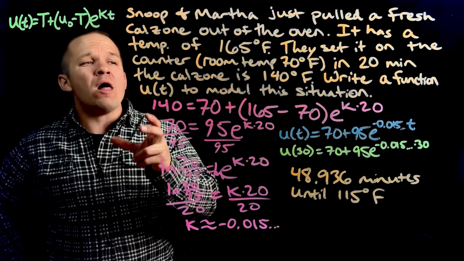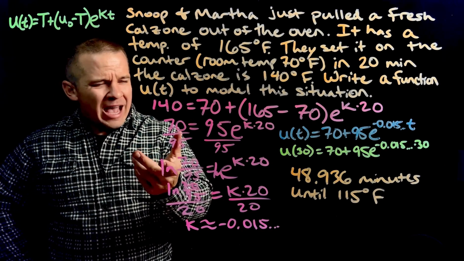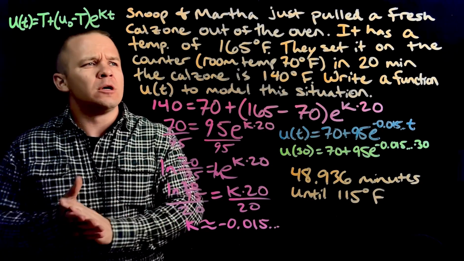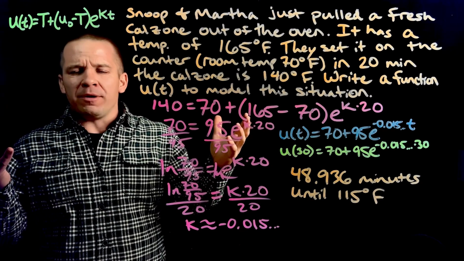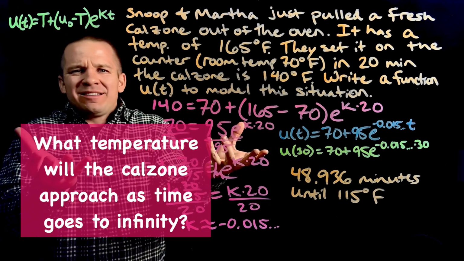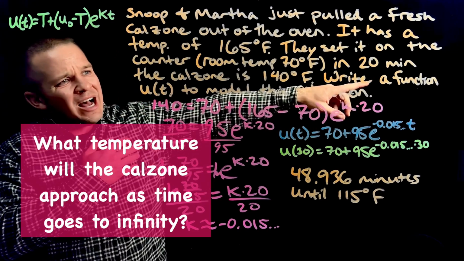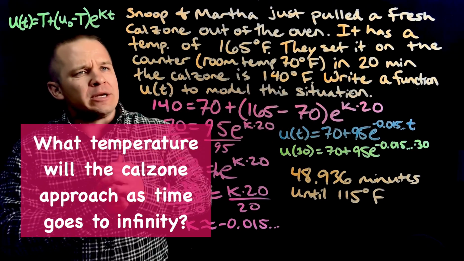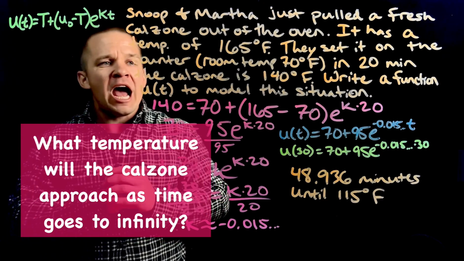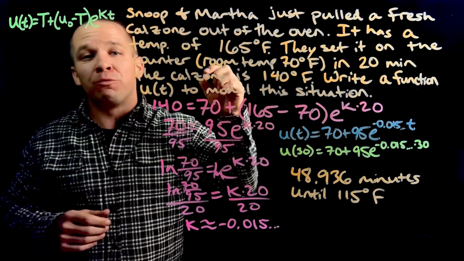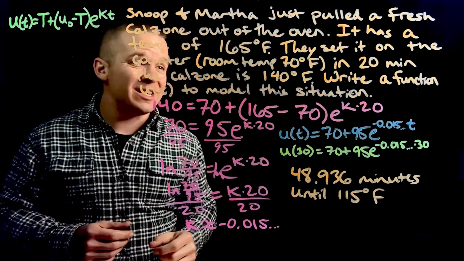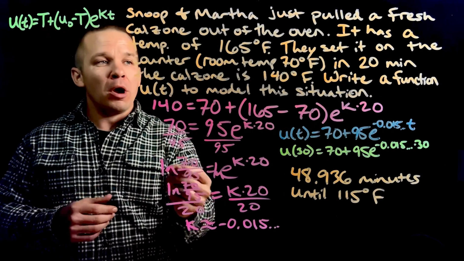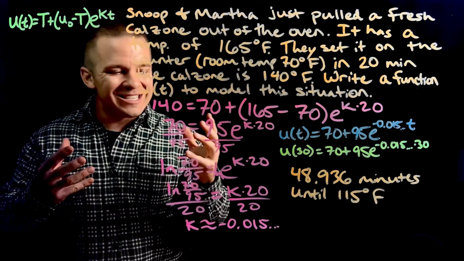Now, I got one more. As time goes on to infinity and beyond, often a math question. What's going to happen in the context of this problem as we continue on forever and ever in the time direction here? What's going to be happening to this calzone? Well, perhaps it's going to be approaching that room temperature of 70 degrees. So as time goes to infinity, my calzone approaches room temperature, which is 70 degrees.